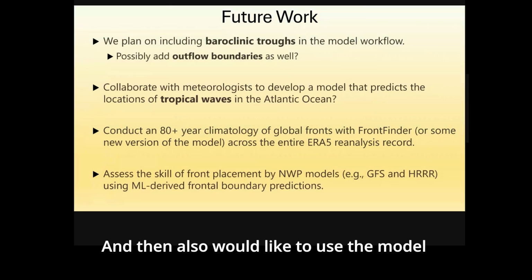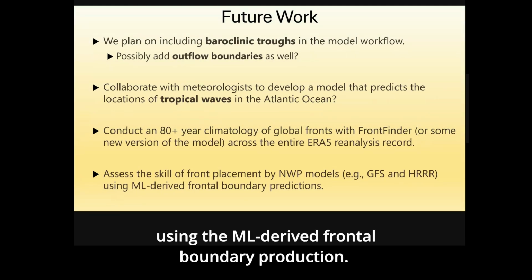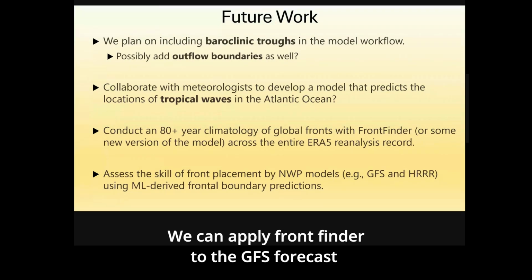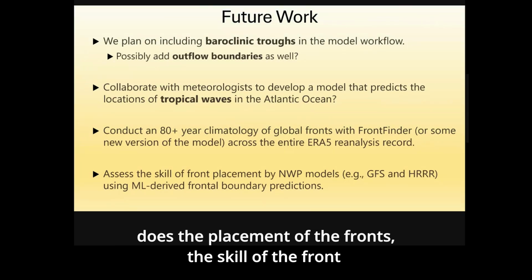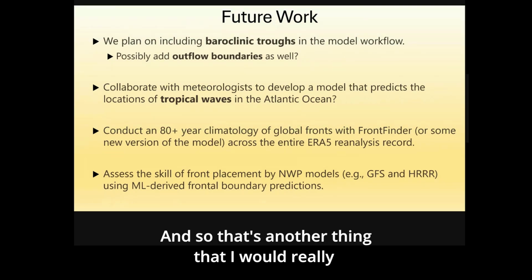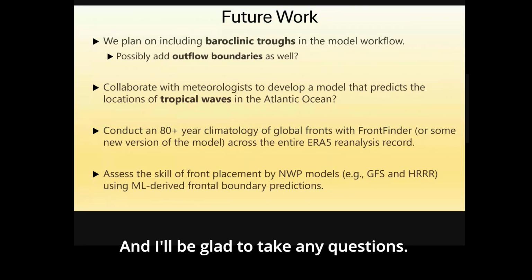And then also would like to use the model to assess the skill of front placement by the NWP models using the ML-derived frontal boundary prediction. So the idea here would be, say, taking the GFS, we could apply Front Finder to the GFS forecast to see how far out in the GFS forecast the skill of the front placement begins to break down. And that's another thing that I would really think would be super cool to go for. But yeah, that's all I got, and I'll be glad to take any questions.